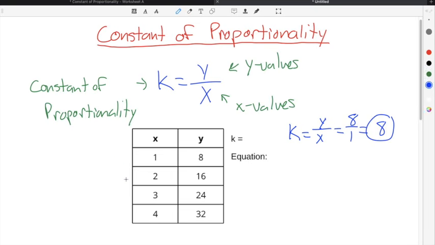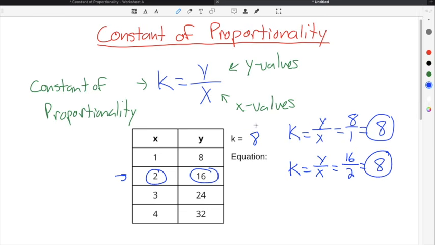We could use the second row to do a second example. Again, our formula is k equals y divided by x. In the second row, our y value is 16, so we use 16 divided by our x value, which is 2. When you simplify 16 divided by 2, you still get 8. Now we know that k is 8, and it doesn't matter how many rows you use, you will always get 8 for k in this example. The constant of proportionality will not change no matter which row you use.